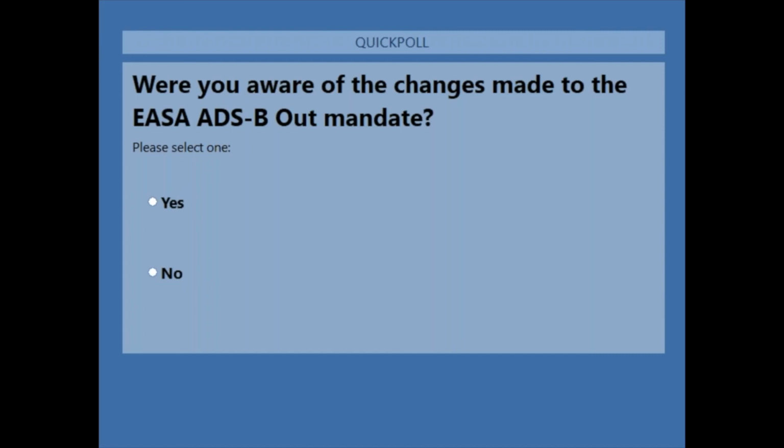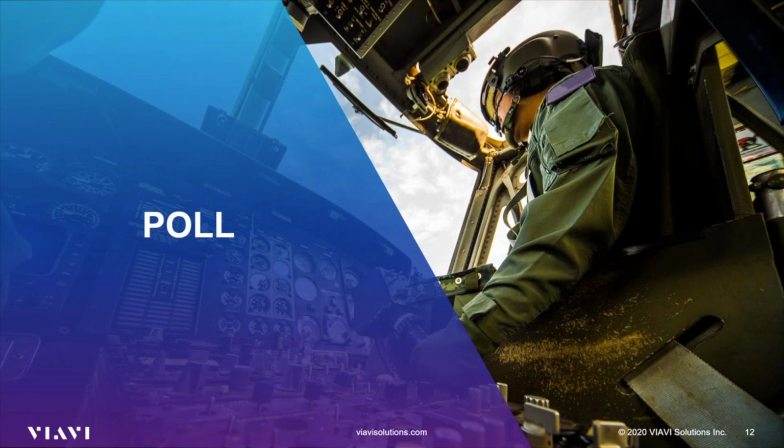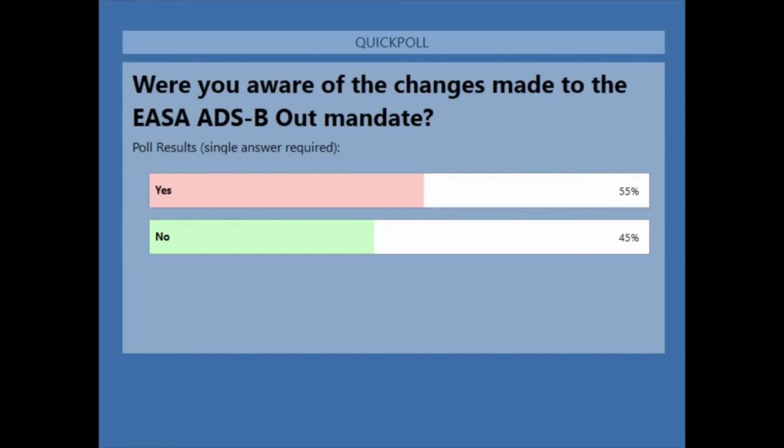Yeah, that's us reached 60%, so I'll just give you another few seconds just to get your last minute votes in. Okay, so as we can see there, around 55% of the participants here knew that there was changes to the EASA mandate, but 45% didn't. So that's good for us to hand back over to you there, Hamish.